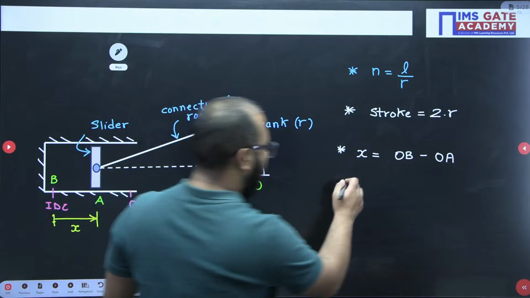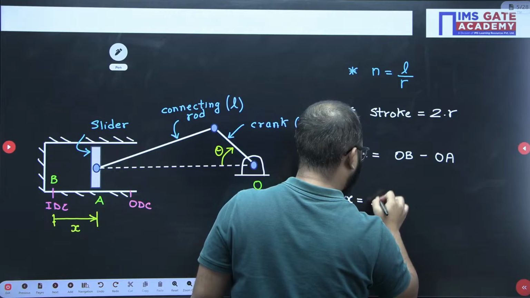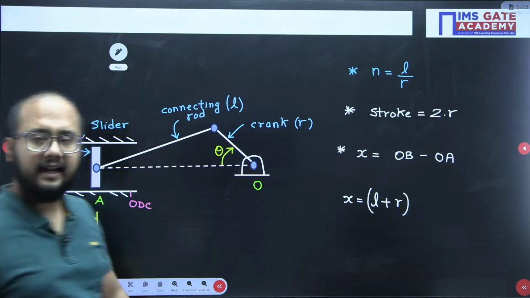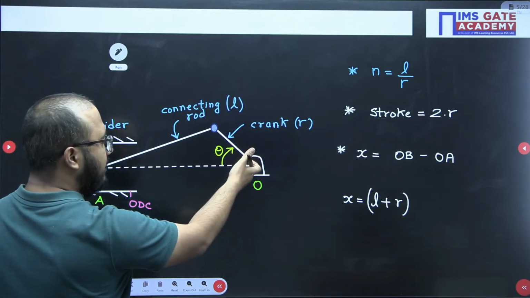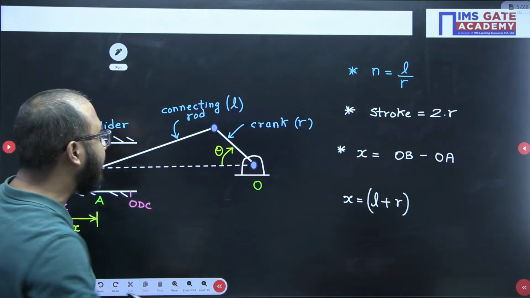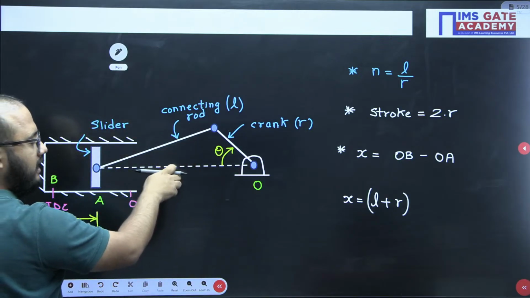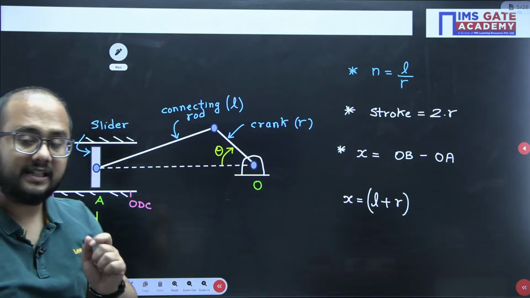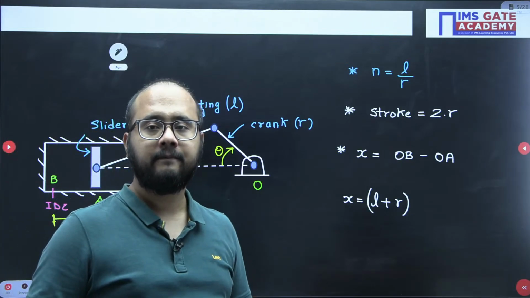Now, that OB distance is nothing but L plus R. L is the connecting rod length, R is the crank radius. So when theta is, let's suppose, 0 degrees, in that case what will happen? Crank will be in a horizontal position, connecting rod will also be in a horizontal position, right? And that complete distance O to B will be L plus R. This is a very important aspect of the single slider crank mechanism that we need to remember.